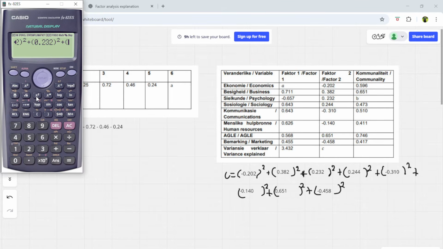plus 0.244 squared plus minus 0.310 squared plus minus 0.140 squared plus 0.651 squared plus minus 0.458 squared. And the answer is 1.049.